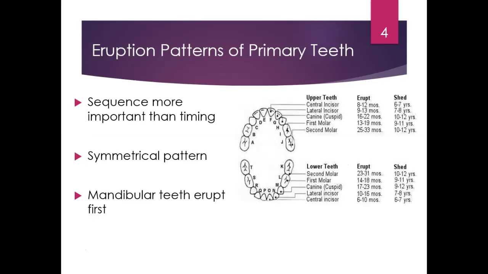Anytime you see a range of the eruption time frames, at least keep a reference of what the range is. Don't focus so much on the number, because a lot of times some children develop dentally faster than others. So just keep that in mind and calm and soothe some of the parents' anxiety when it comes to teeth not coming in the time frame that is suggested. Also remember that they do come in a symmetrical pattern. Mandibular teeth do erupt first, as I stated before.